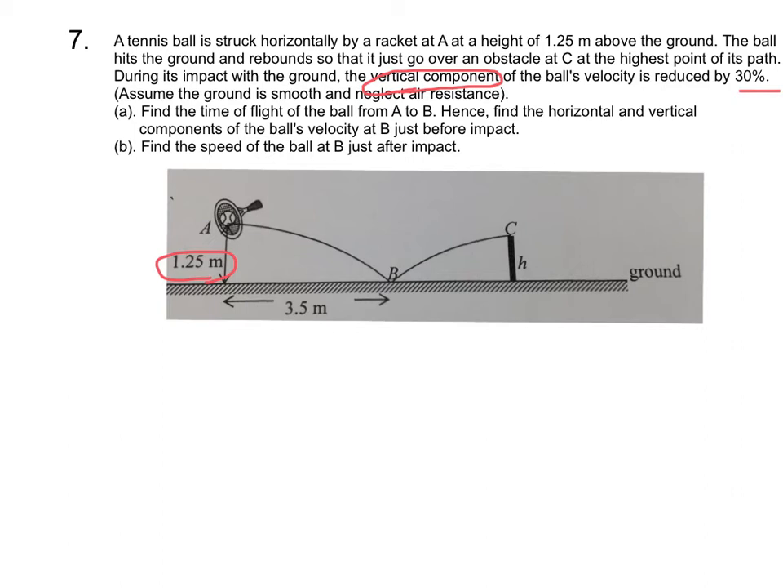Part A, find the time of flight, let it be t, of the ball from A to B. Hence, find the horizontal and vertical components of the ball's velocity at B just before impact. We let the horizontal speed just before impact be Vx, and the vertical component of the ball's velocity at B just before impact be Vy. Part B, find the speed of the ball at B just after impact.